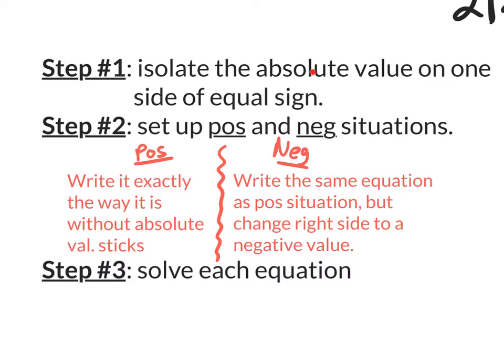Step 1 is to isolate the absolute value on one side of the equal sign. Step 2 is to set up the pos and the neg situations. And I always do it positive underlined, negative underlined, squiggly line between them. And over here in red, it describes how to do the positive situation. You write it exactly the way it is without the absolute value sticks. The negative situation, write the same equation as the positive situation, same thing you have over here, but change the right side to a negative value. Okay, so change it to a negative on the right side. And then step 3 is to solve each equation.